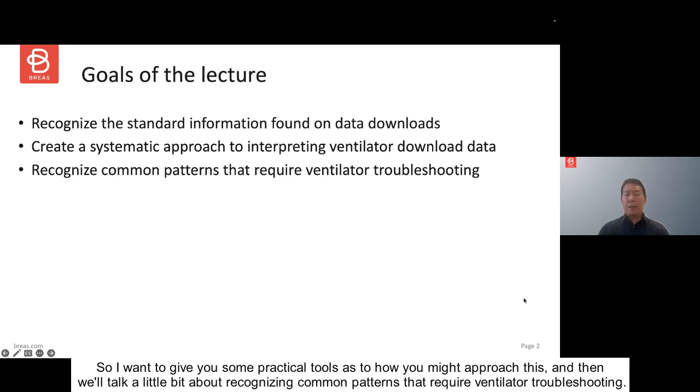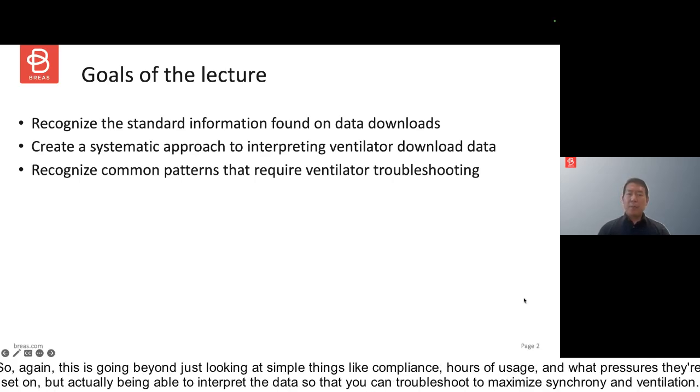And then we'll talk a little bit about recognizing common patterns that require ventilator troubleshooting. So again, this is going beyond just looking at simple things like compliance, hours of usage, and what pressures they're set on, but actually being able to interpret the data so that you can troubleshoot to maximize synchrony and ventilation.